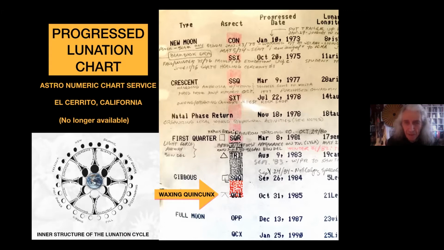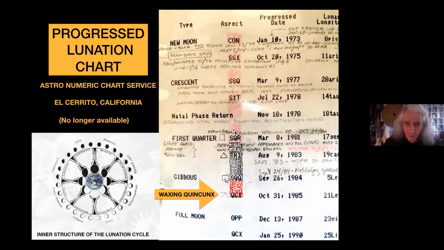So we see down here at the arrow, I knew exactly when to expect my waxing quincunx to occur. And there it was, October 31st, 1985. Now, by that time, I started studying Rudyar in 1972. By 1985, because I was very passionate in studying him, I was really wedded to his model, especially the model or the tool of the progressed lunation.